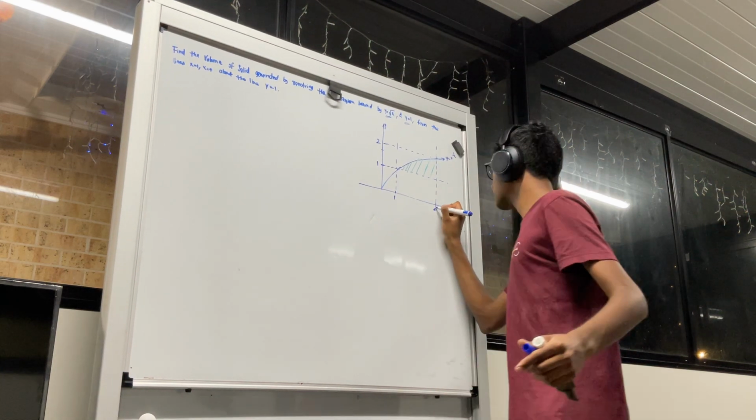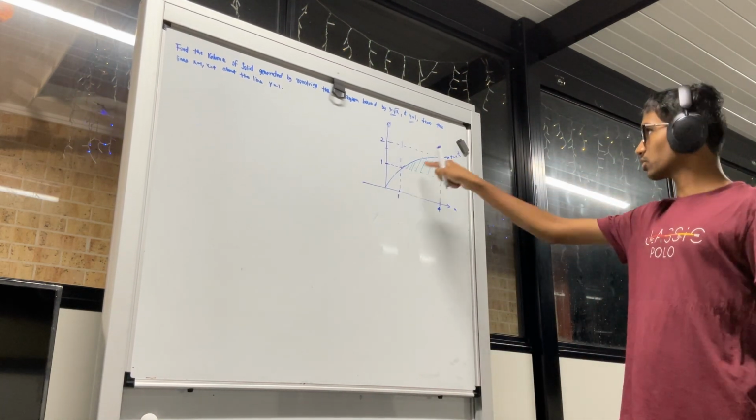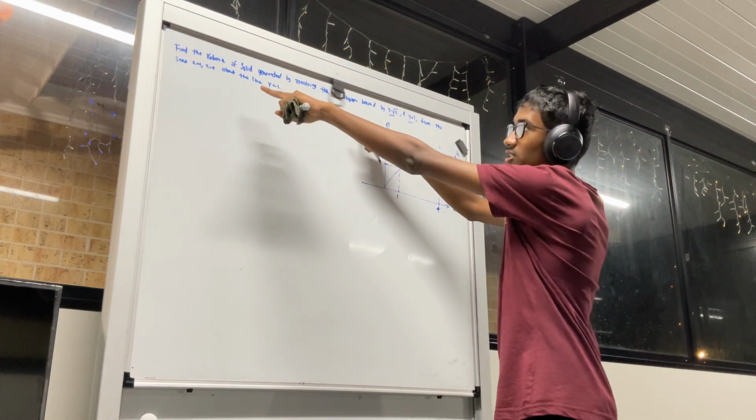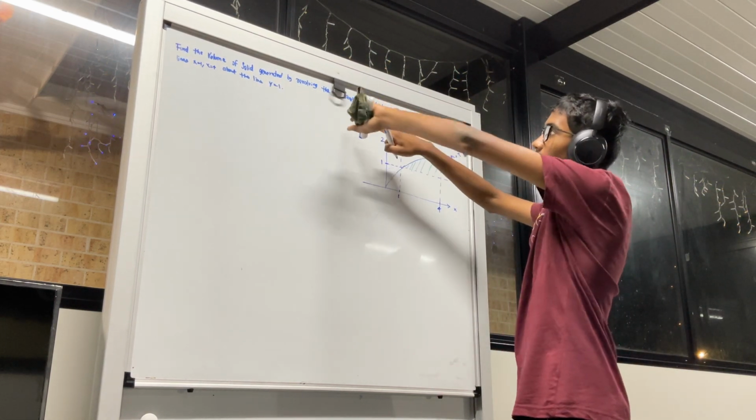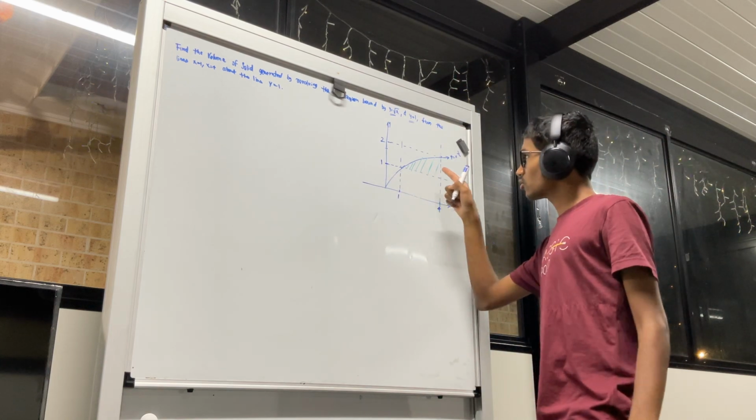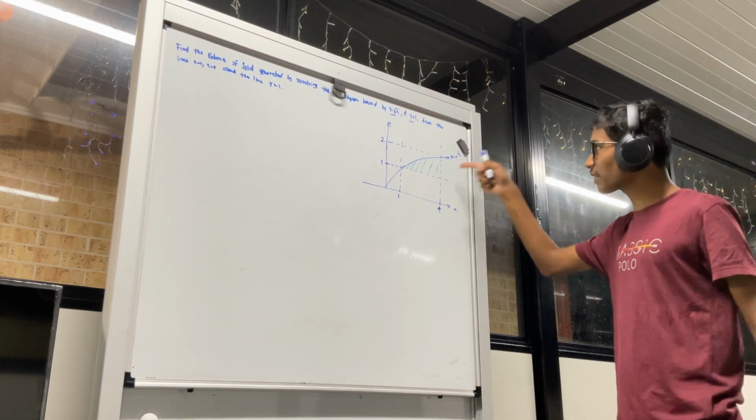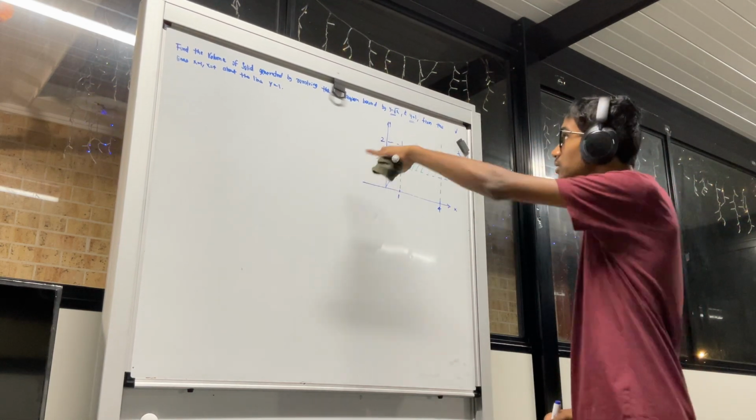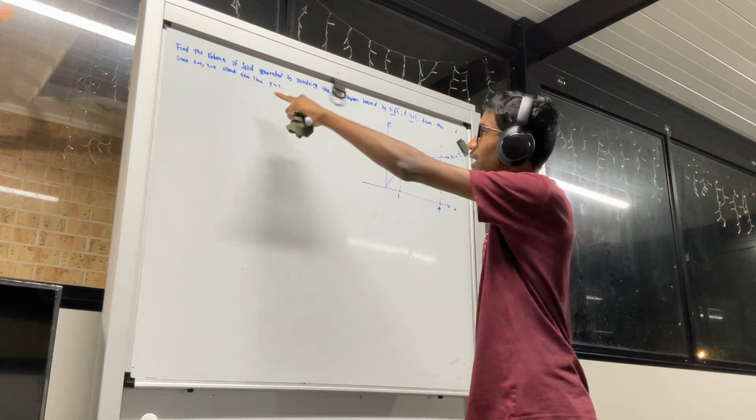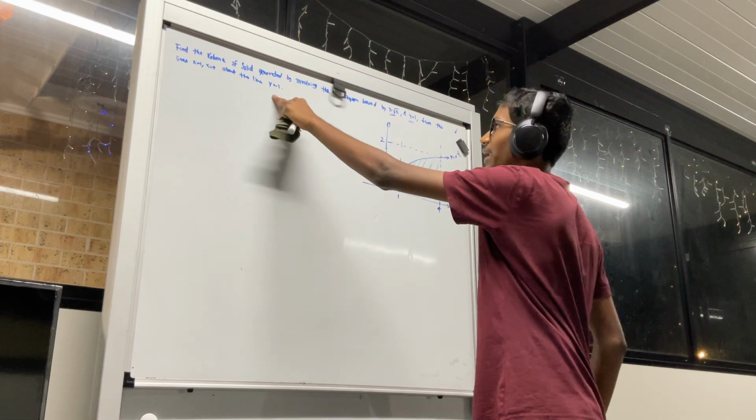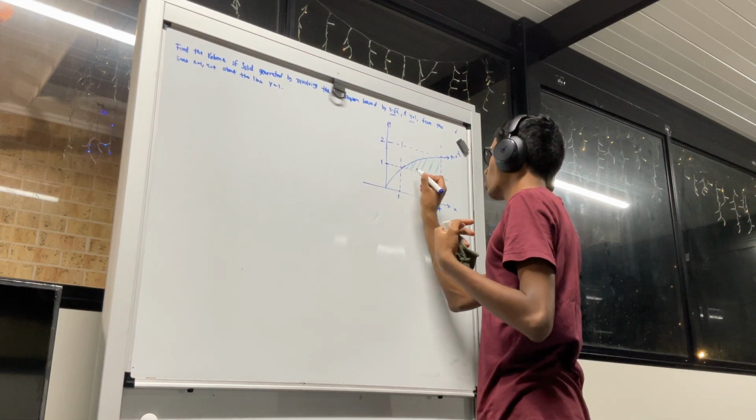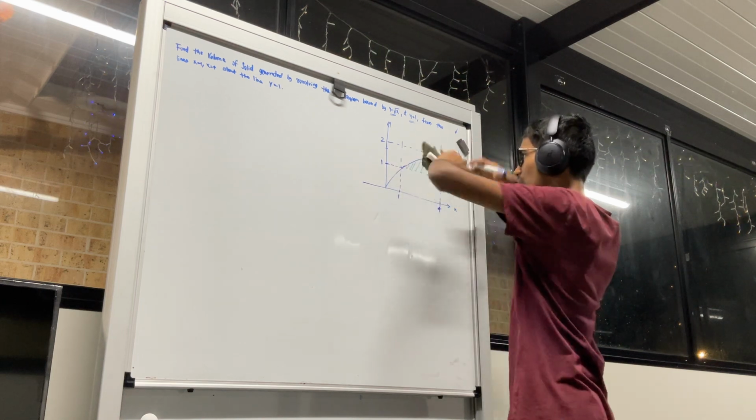So that's 1, that's 4. They're saying this is root x. You want to find the volume of the solid by revolving the region. This is the region. We just found the region. Good. First part, tick. But they want us to find the volume about the line y equals 1. Okay? So about this line, y equals 1. So you want to rotate this about this line.